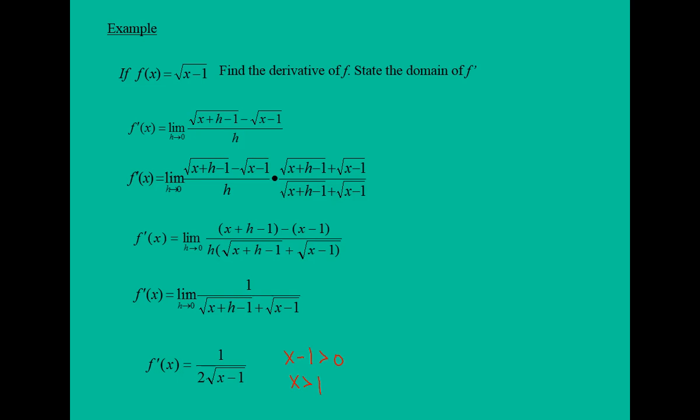Now notice, the domain of our original function, f of x, is x is greater than or equal to 1. A function and its derivative can differ in its domain sometimes by one value, usually at an endpoint.